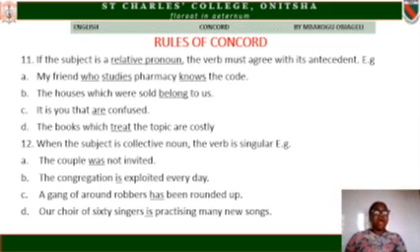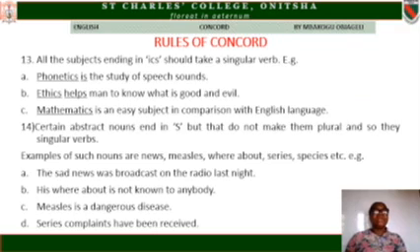A gang of armed robbers has been rounded up. Here we have gang as a collective noun. It has to enter into agreement with a singular verb. A choir of 60 singers is practicing many new songs. You have choir there, of choristers, as a collective noun, which has to enter into agreement with what? A singular verb.